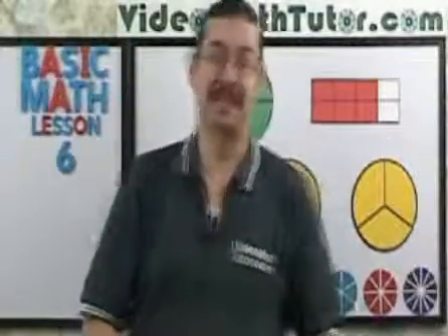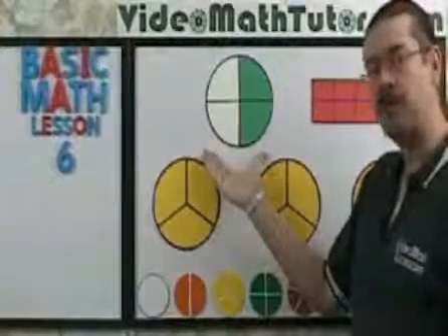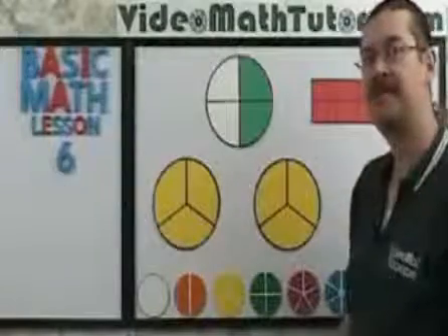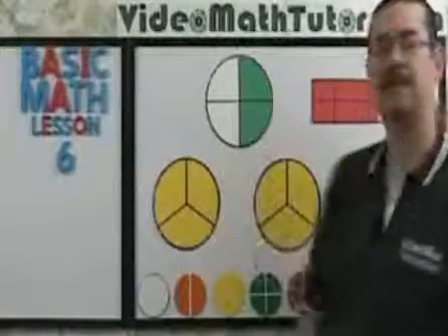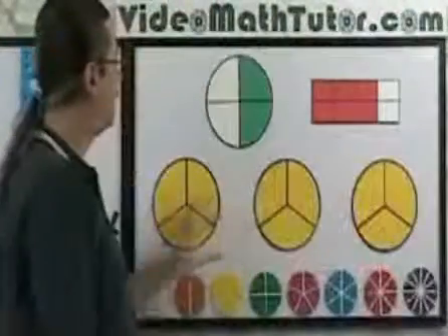Now let's count some slices. Over here, how many quarters are there in a half? Well, there's 1, 2 quarters in a half. Look at this right here.